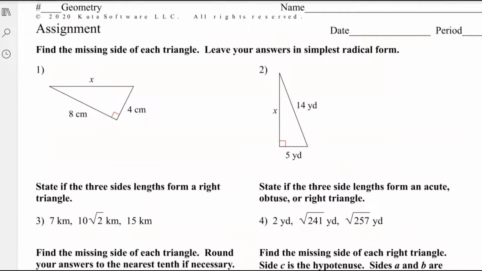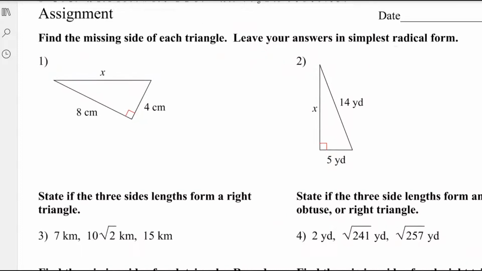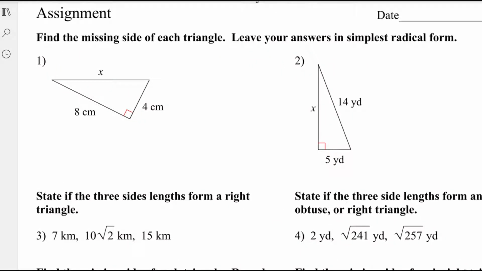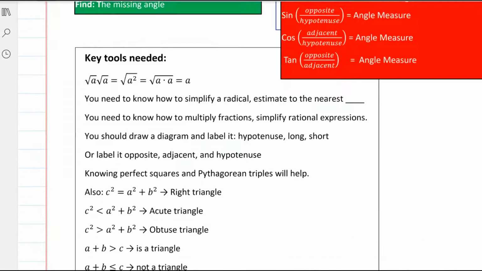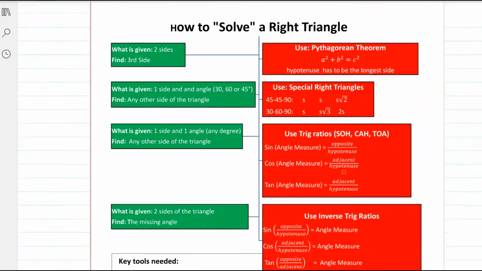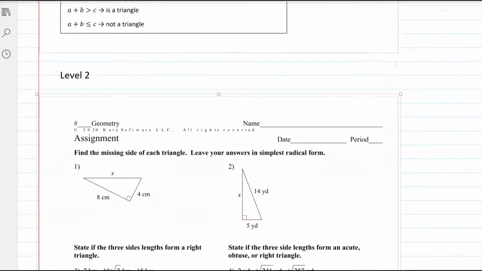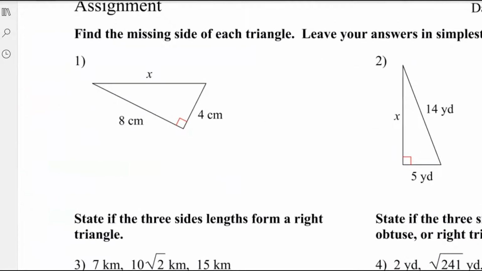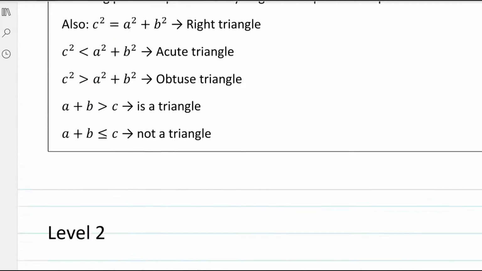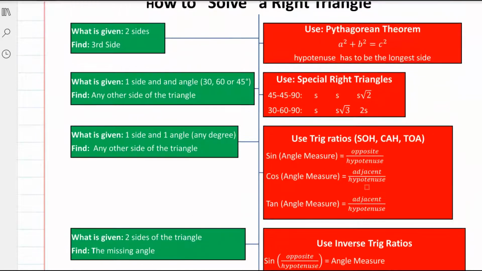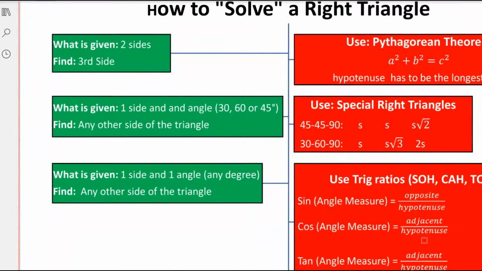What are you going to need to do to be able to get a level 2 on the final? So you definitely need to know how to find missing sides, how to solve a right triangle. I put up some notes. Look over in the green where it says what is given. What do they give you? They give you two sides of a right triangle. Remember, this only works for right triangles. This whole section is about right triangles. What is given? Two sides. Find the third side.